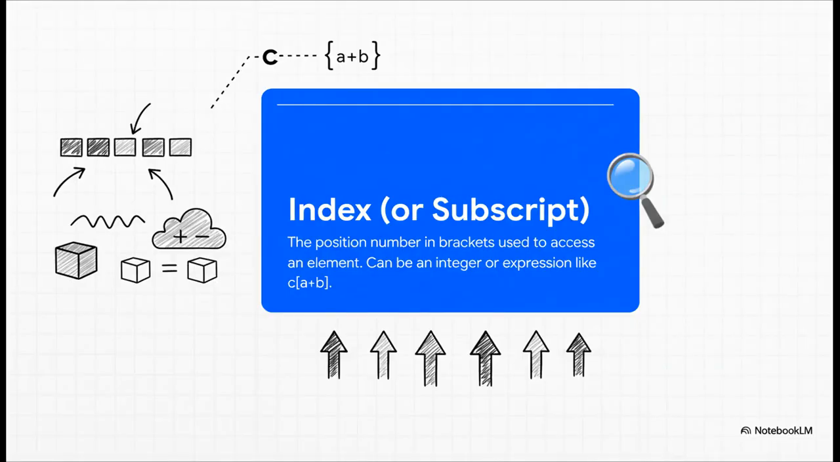So that number we keep putting in the brackets, that's called an index, or sometimes a subscript. And here's what makes this so incredibly powerful. The index doesn't have to be a plain old number. It can be a variable. It can even be a calculation like a + b. This is what lets arrays do some really dynamic and amazing things in our programs.